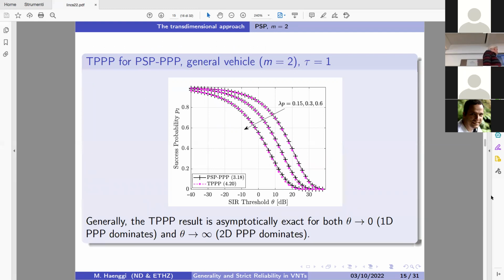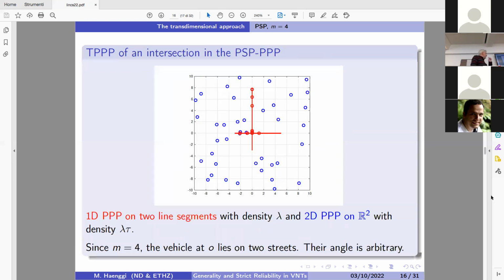And moreover, they are asymptotically exact as the SIR threshold theta goes to 0 and also as it goes to infinity. Because when we let theta go to 0, what matters is really the immediate neighborhood only, because only when a vehicle is really close do we not succeed. On the other hand, when we let theta grow, in order to succeed, we need a large region to be empty. And whether the vehicles outside these regions are on streets or not doesn't matter anymore. In this case, it's really only the two-dimensional PPP that matters.